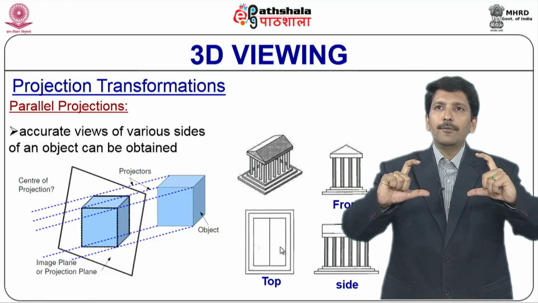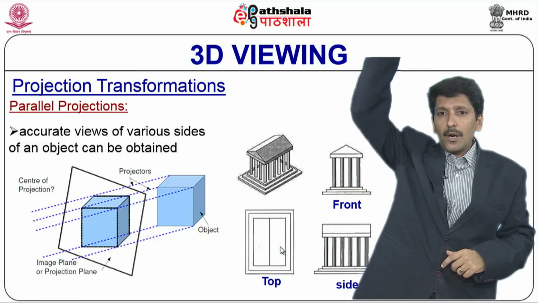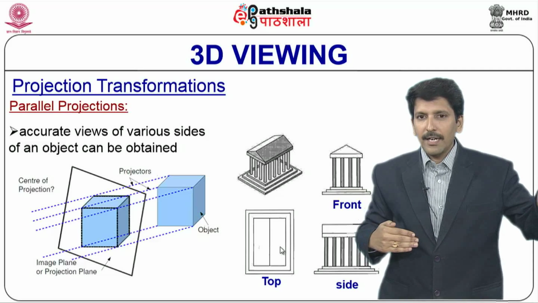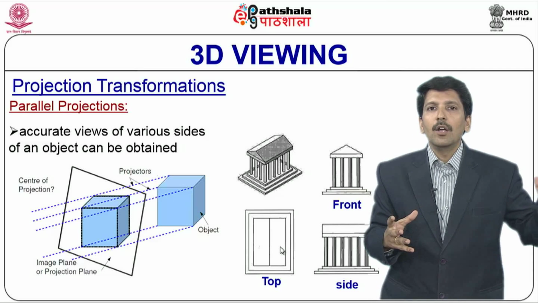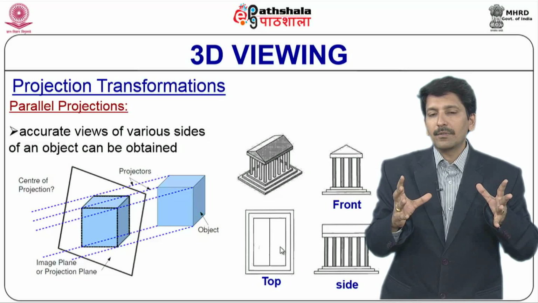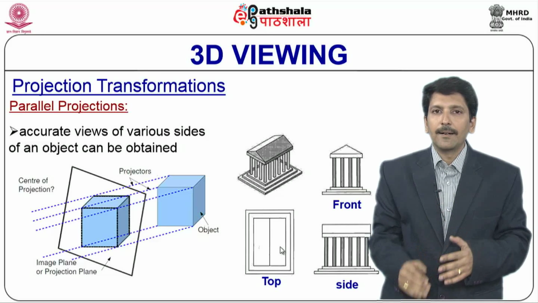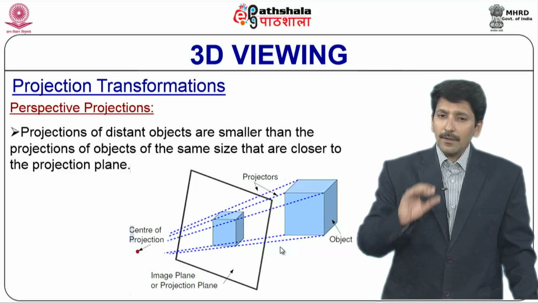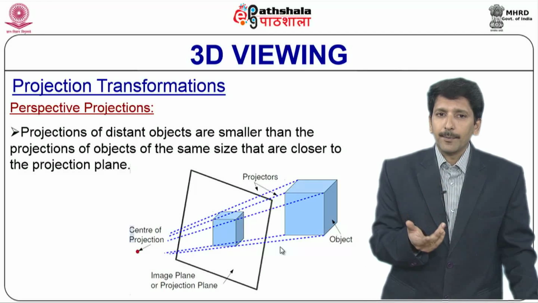Say, for example, there is a front view. If I want to see the world from the top, I will get the top view. If I want to see the world from the side, I will get a side view. So, parallel projections are used for having these views of the 3D world: the top, front and side. Whereas perspective projections are meant for views which are more human-like.